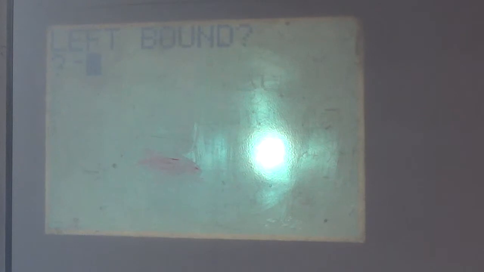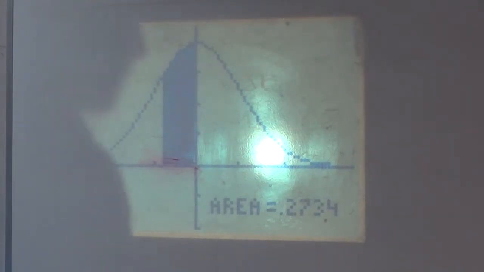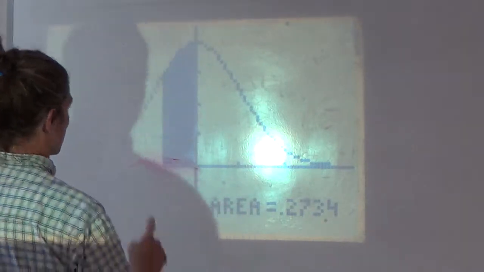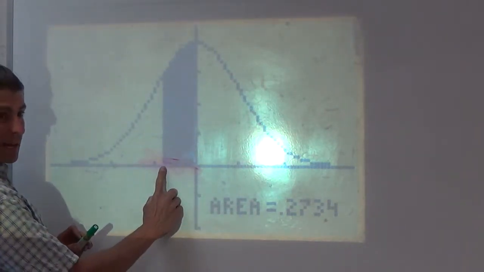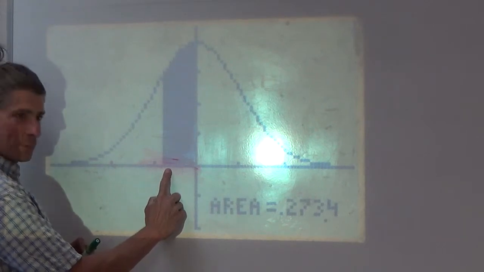Between negative 0.75 and 0. Here we go. 27%. Close. So clearly, where does it have to be if I want to go 25-25? Where do I have to move this one? I got to move it a smidge to the right, yes?